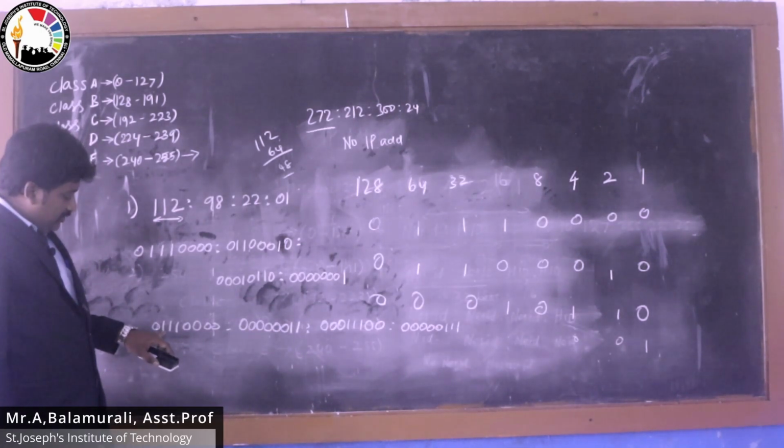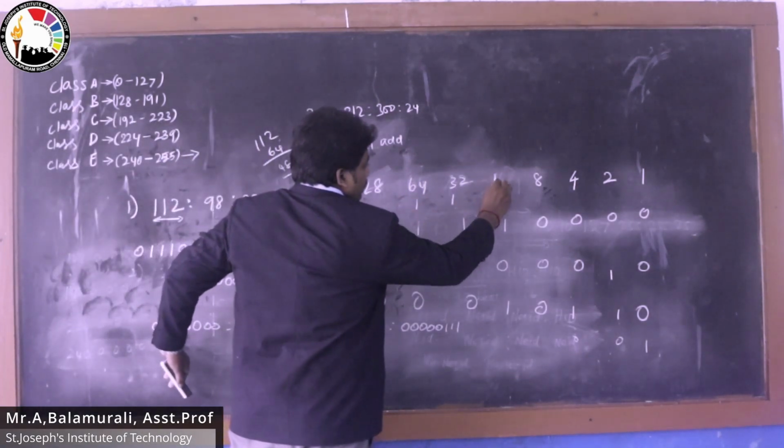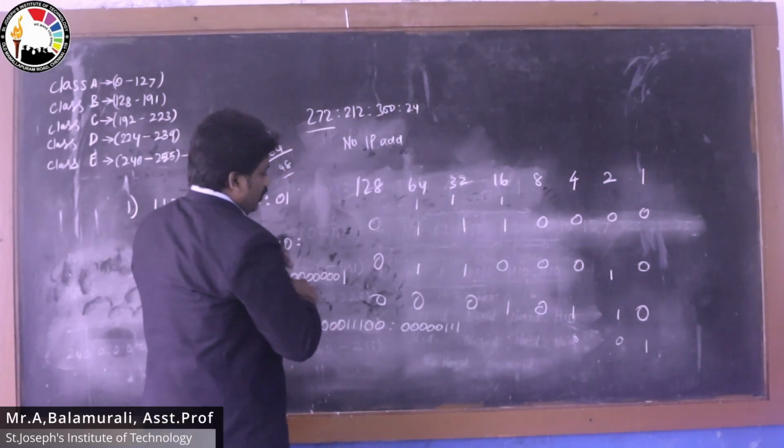First bit is 0. Second, third, fourth bit only 1. So second, third, fourth bit only they are having 1. Okay.